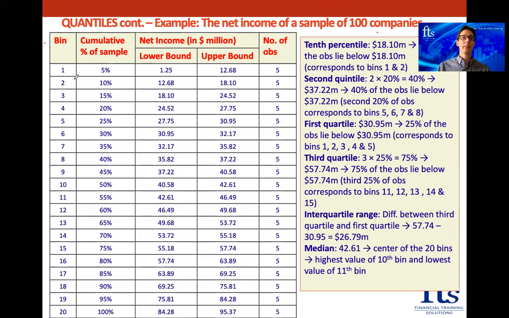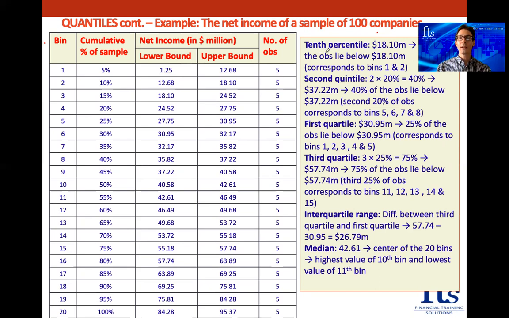So we can see that we've got 20 bins in this scenario, and there are 5 observations in each and every bin. And we can see that the net income of these 100 companies, they start there. The lowest net income we've got is 1.25 million, and the highest is 95.37 million in this sample. So they've got a few questions for us over here, which we are going to go through together.